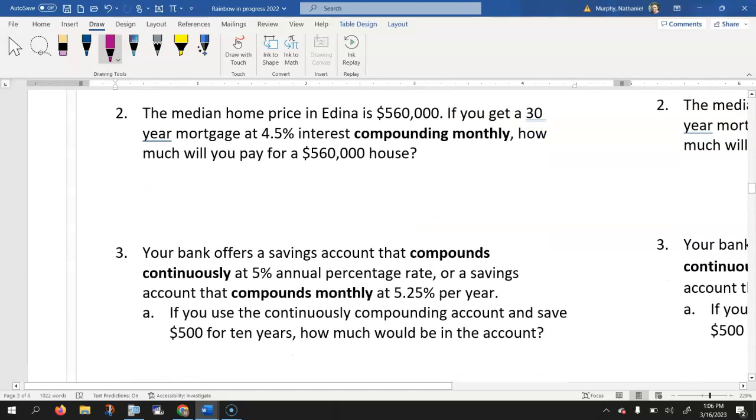All right, let's look at number 2. It says the median home price in Edina is $560,000. If you get a 30-year mortgage at 4.5% interest compounded monthly, how much will you pay for a $560,000 house?